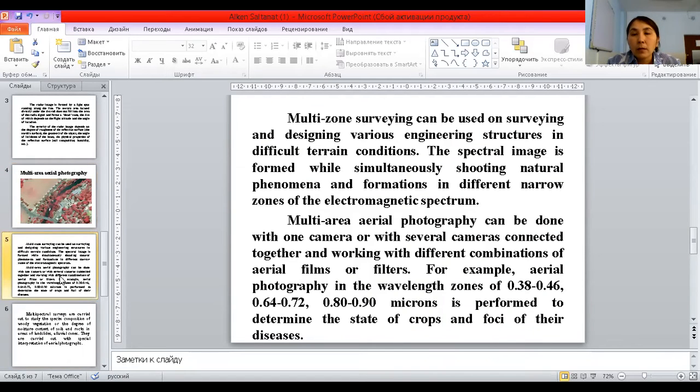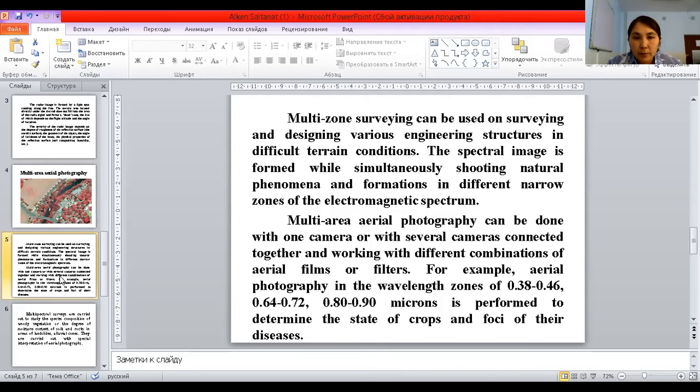Multi-zone surveying can be used in surveying and designing of various engineering structures in difficult terrain conditions. Multi-area aerial photography can be done with one camera or with several cameras connected together and working with different combinations of aerial films or filters.